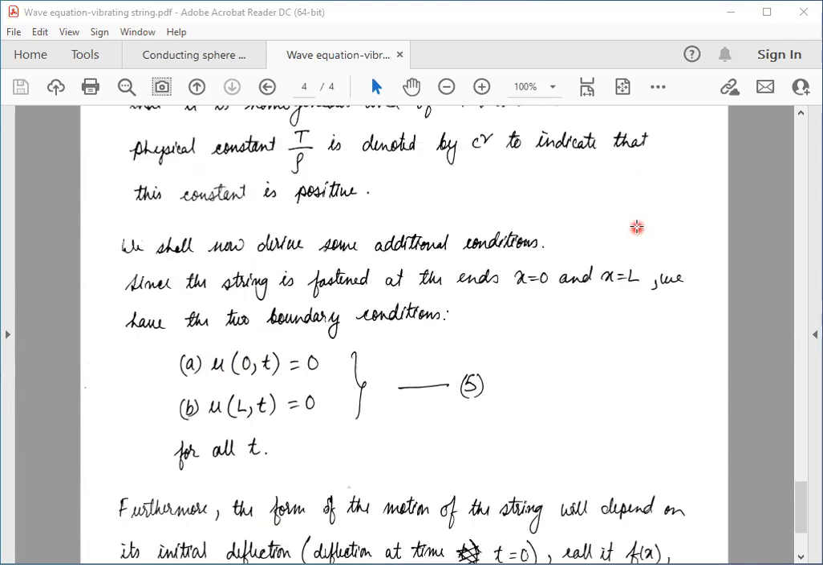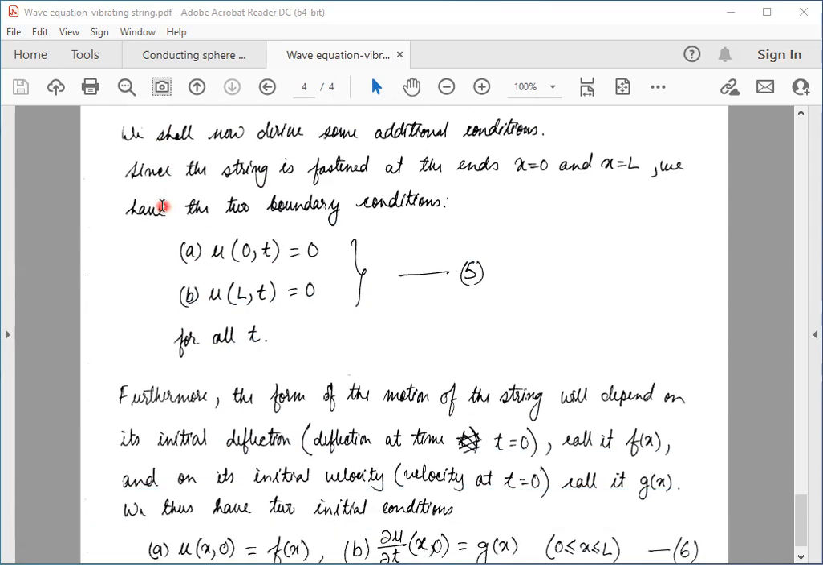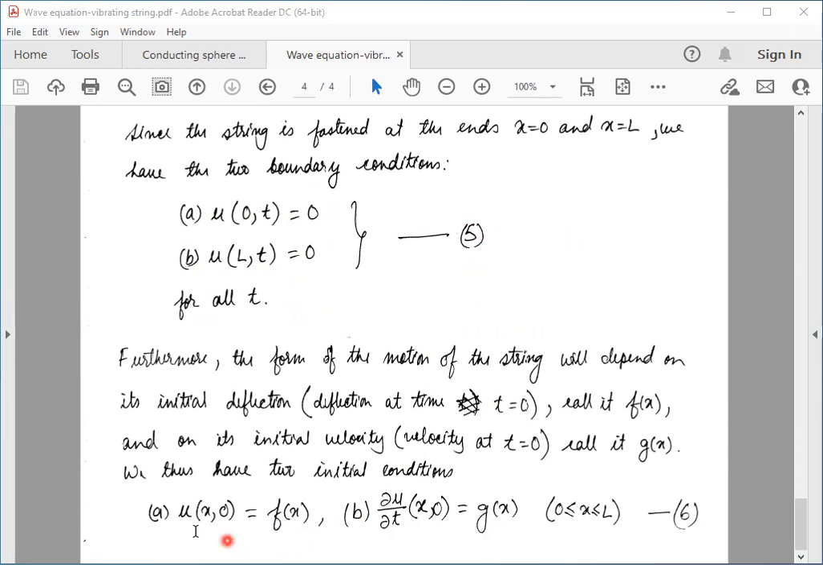So we have to solve the differential equation, which is the one-dimensional wave equation, subject to the boundary conditions given by equation number 5 and the initial conditions given by equation number 6. So this is how we derive the equation of the wave in one dimension, and we also derive the boundary conditions and initial conditions. Okay, so let me stop the recording here.